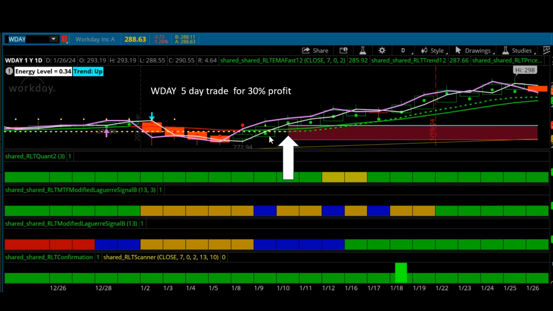Again, these are Heiken Ashi candles. It had a nice Heiken Ashi flat bottom here and moved up nicely. And so I stayed in this trade for 5 days for 30% profit. And you see this was chopping back and forth. So I have to be aware that there may be some selling coming, but it never came. And so I just stayed in the trade for 5 days.